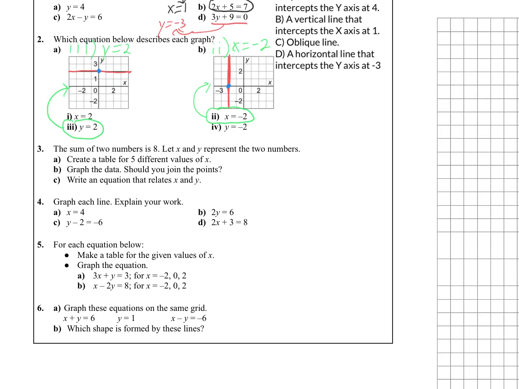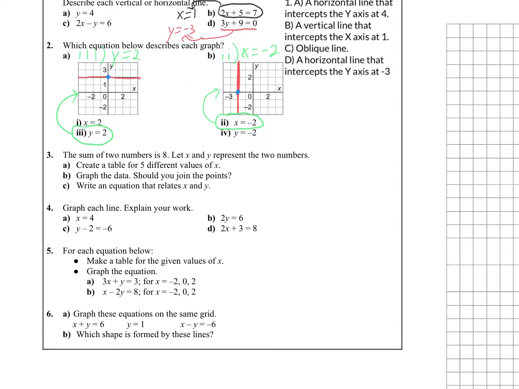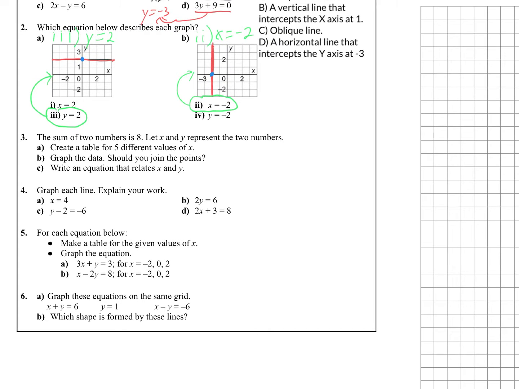Question number 3. Now this is where we start to get into some questions that take some time, and I'm going to wind up using some graph paper. It tells me the sum of two numbers is 8. Let x and y represent the two numbers. A: Create a table of values for 5 different values of x. B: Graph the data, should you join the points, and then C: write an equation that relates x and y. Excellent. So I can answer part A for number 3 right here.